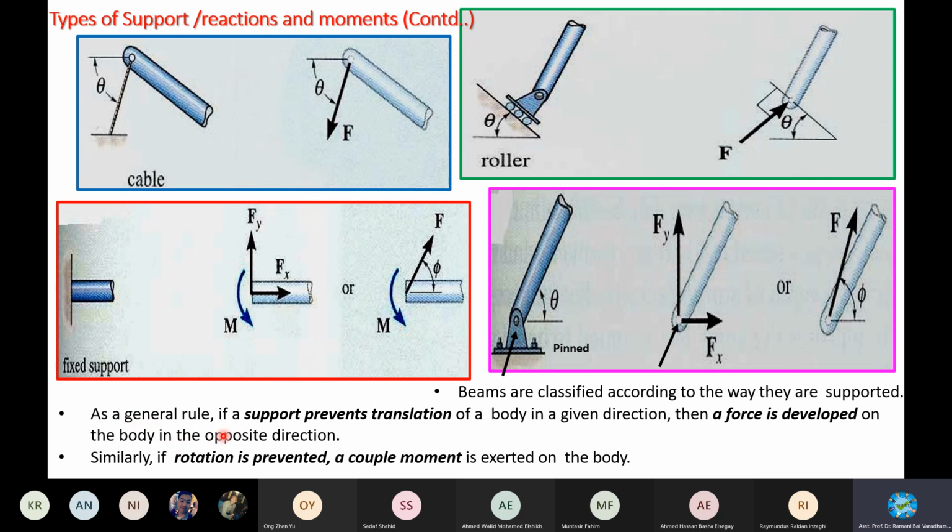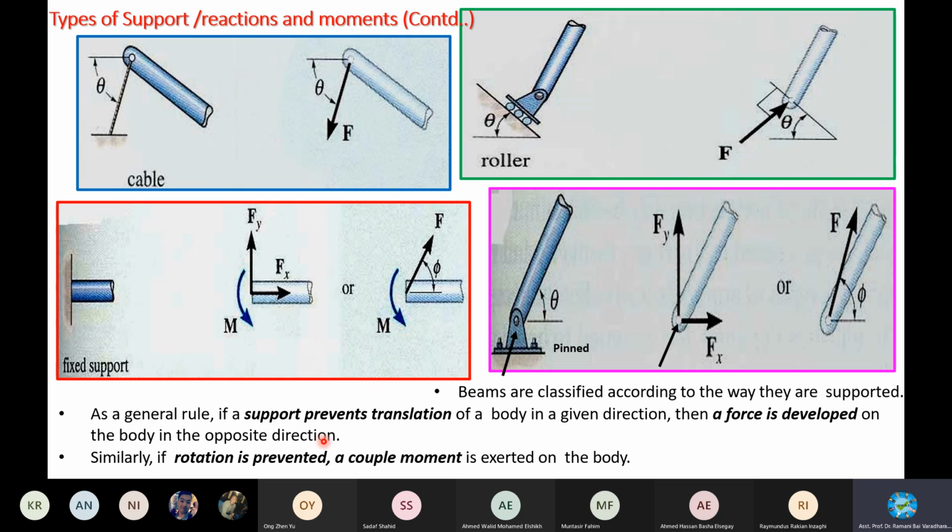Read here. As a general rule, if a support prevents translation of a body in a given direction, right? When the moment or the translation is prevented in any one direction, then a force is developed onto the body in the opposite direction, equal and opposite, to balance it out.